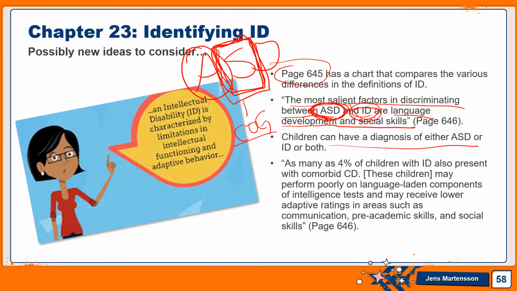Children with ID can either have autism by themselves, or ID, or both. You can have autism spectrum disorder and intellectual disability. They are not mutually exclusive. About 4% of kids with ID also have a communication disorder. Now, in my district, every kid with autism spectrum disorder also has a speech impairment, and that's true for a lot of districts. But the research is saying 4%.